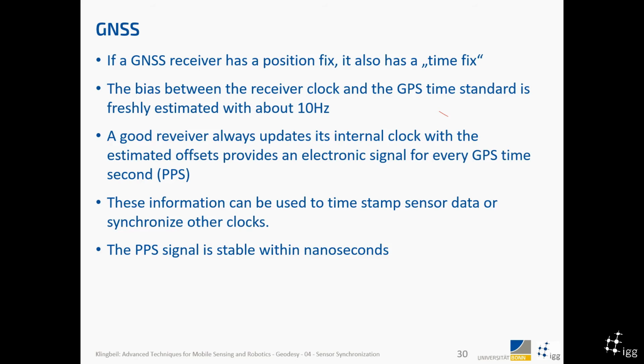This signal, and also the time that you get from the receiver, can then be used to timestamp sensor data or to synchronize other clocks, right? So this gives us a very good time reference. Every GNSS receiver is a really good time reference, which is stable within nanoseconds. So if you have this PPS, it is nanosecond accurate.